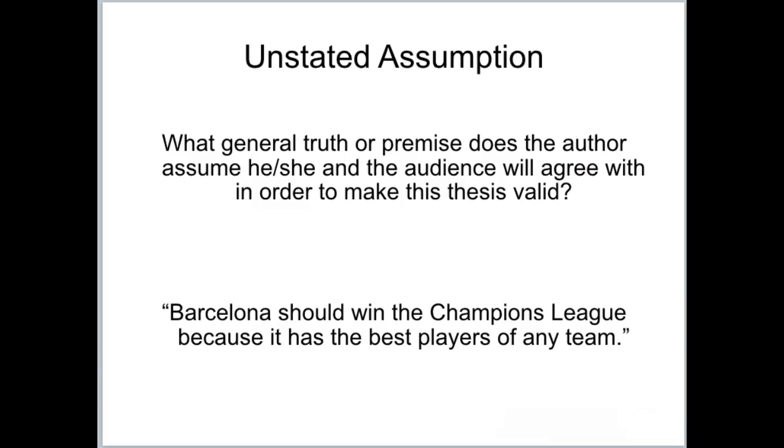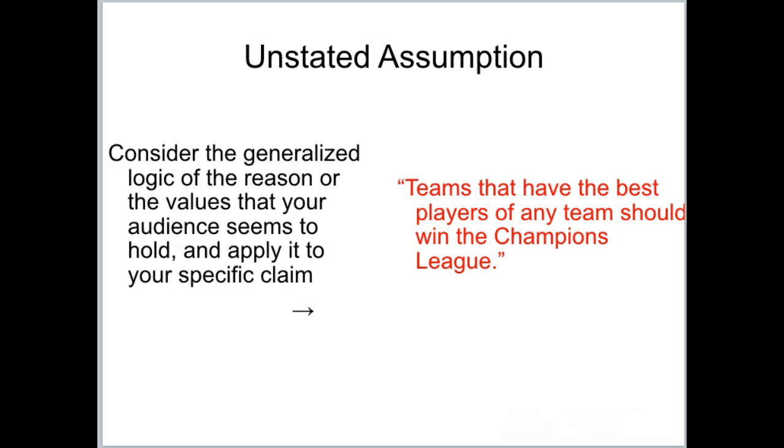Additionally, the unstated assumption asks you to look a little bit closer at your thesis statement and try to find the elements that your readers may or may not agree with, and you want them to agree with it, though. So what general truth or premise does the author assume he or she and the audience will agree with in order to make this thesis valid? Well, something along these lines. Teams that have the best players should win the Champions League. Now, that's a statement that seems to stand to reason.